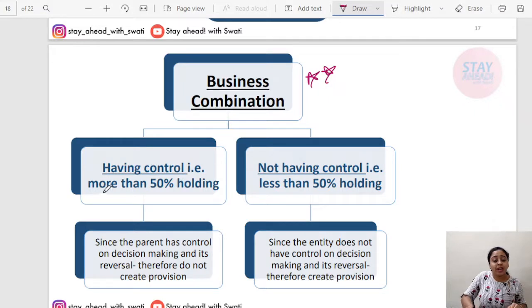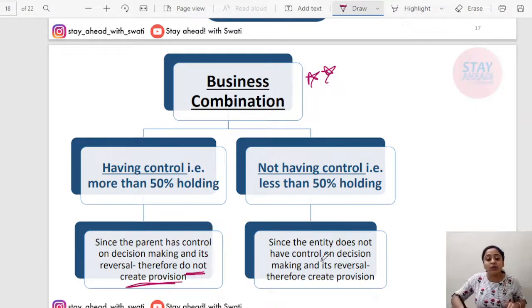Having control, that is more than 50%. If you have control and you have announced something, this means you can change that particular announcement. If due to such announcement an obligation arises, since you have control, such obligation can be avoided and the announcement can be cancelled. Since you have complete control, this obligation is not mandatory, and therefore you will not be creating any sort of provision.